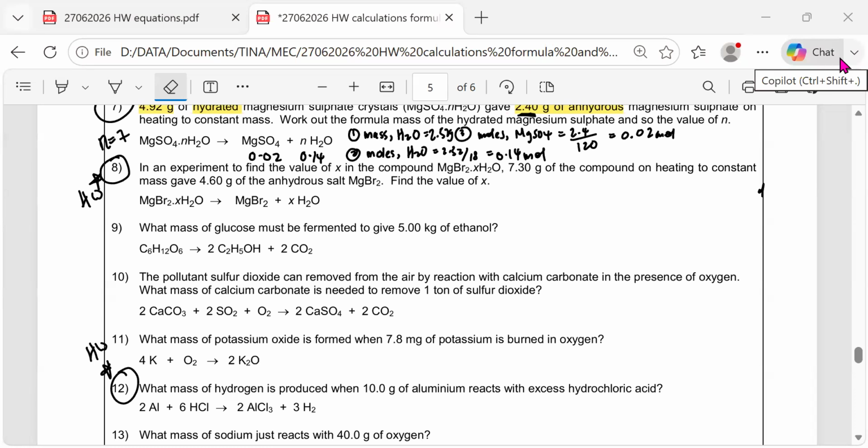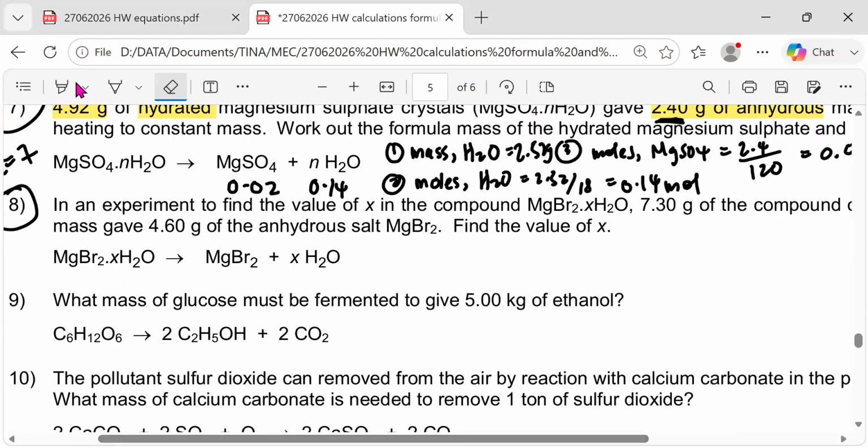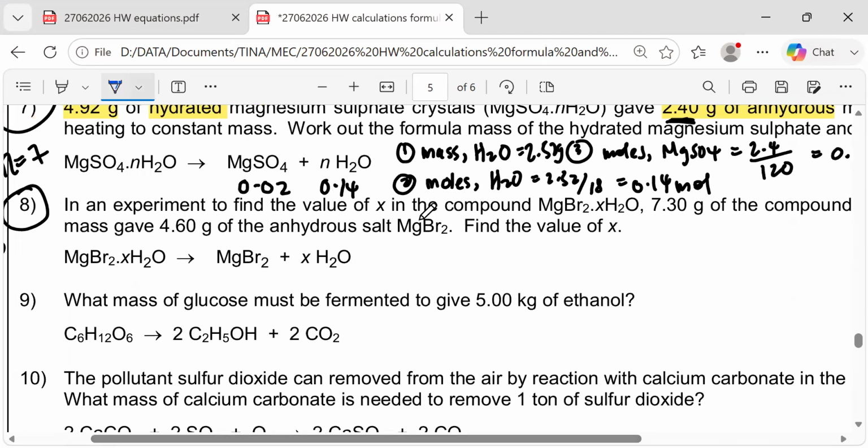All right, let's see how to do this question. This question is similar to last week's question. They're telling you the one with water is called hydrated. It has 7.3 grams of the hydrated one. The one without water is called anhydrous, I told you before. So anhydrous is 4.6 grams. So can you find the mass of water? Yeah, you just have to minus.